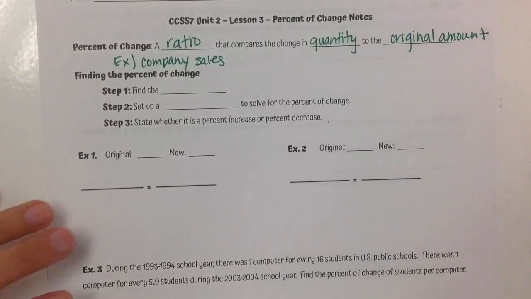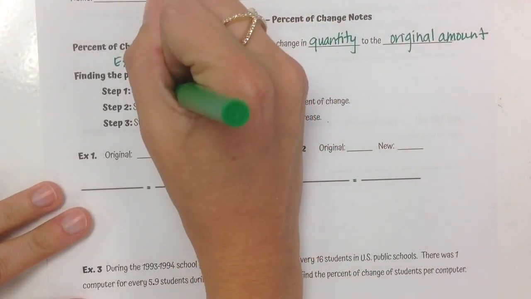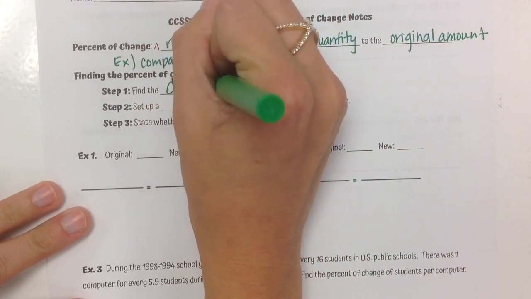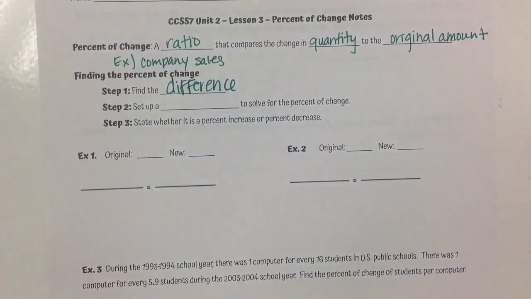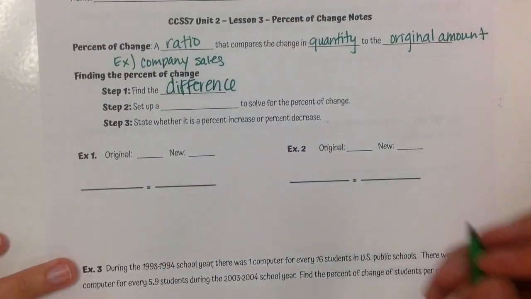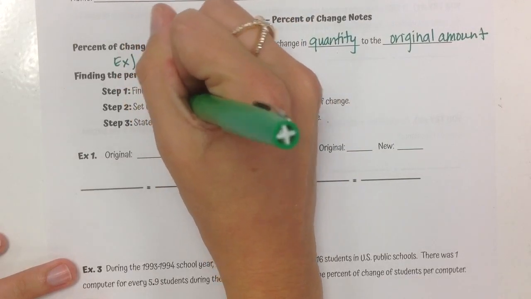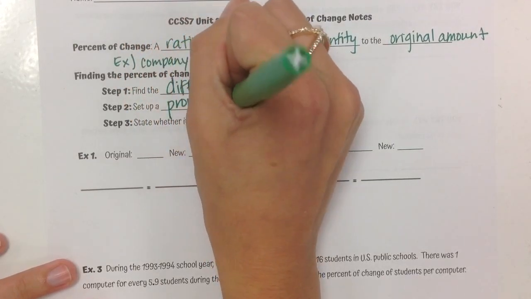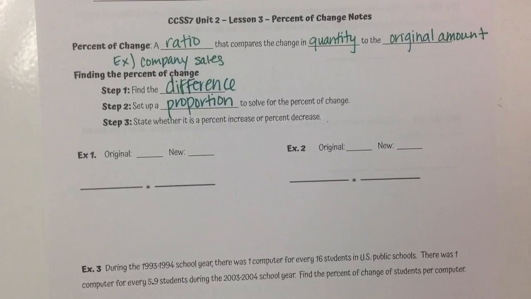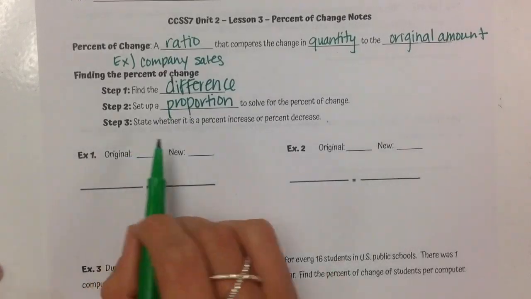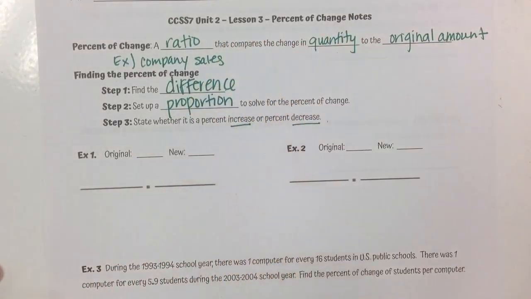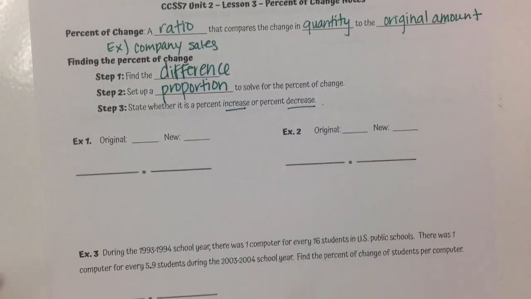So finding the percent of change. Step one, we need to find the difference between the two. I always subtract the bigger minus the smaller. Then I like to set up a proportion. You do not have to. I'm just going to show this way because this is the way that works no matter what. And obviously if you use the equation, that is fine too. But then we use that to solve for the percent of change. And then the last part is we need to state whether it's an increase or decrease. That's really, really important. If you're saying sales are going up, that's different than saying sales are going down.